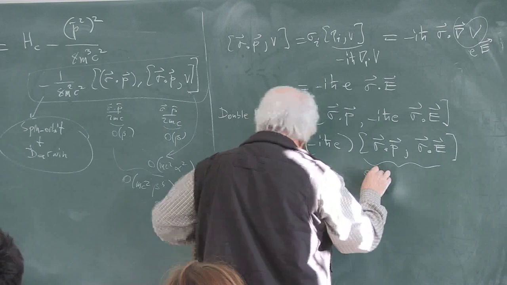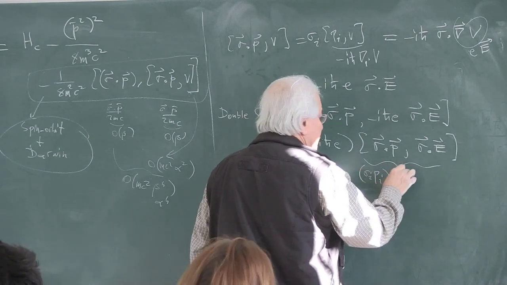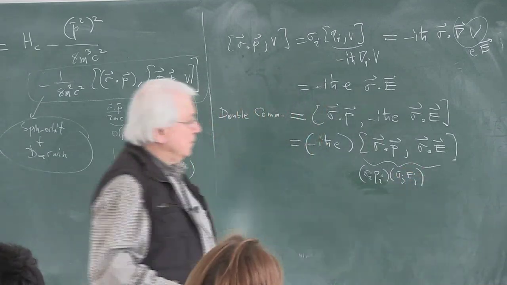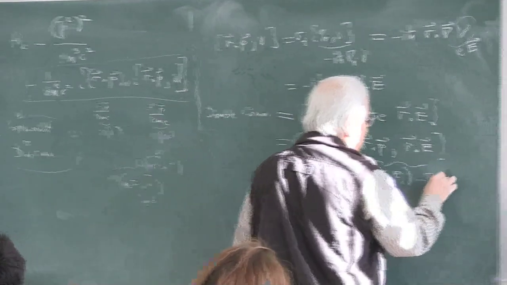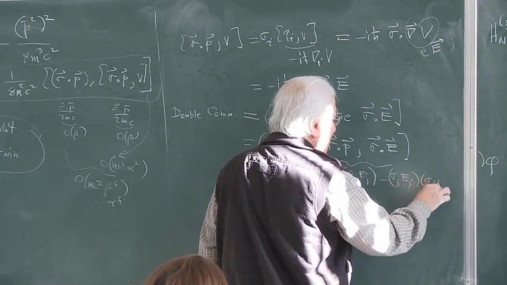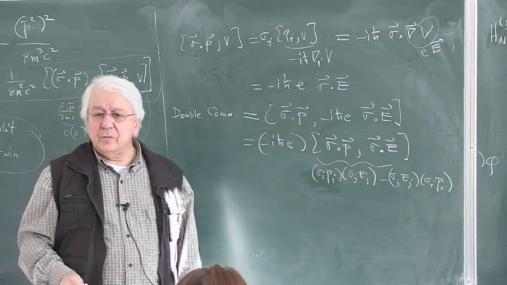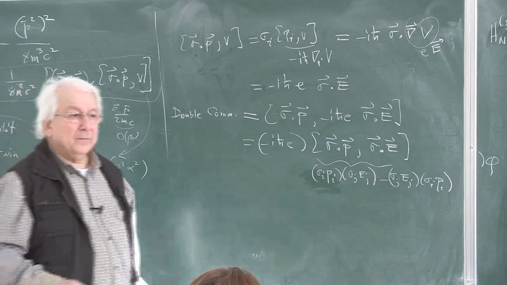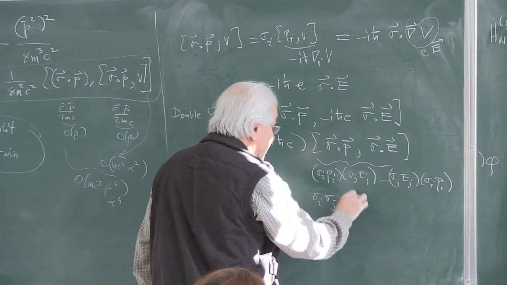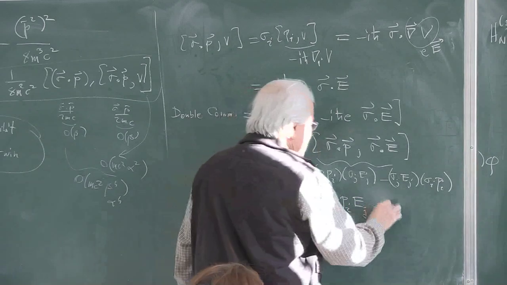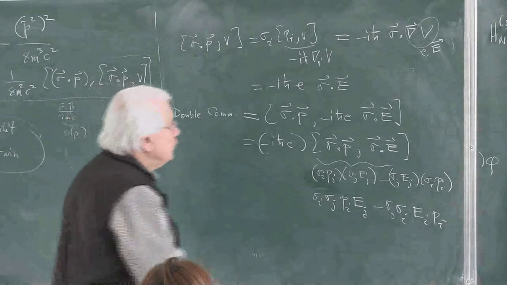Sigma_i p_i, sigma_j E_j, minus sigma_j E_j, sigma_i p_i. Well, you may think that I'm overreacting to it. If you can find a shortcut, please do it that way, okay? So this is sigma_i sigma_j, I keep the orders carefully, p_i E_j, minus sigma_j sigma_i E_j p_i. E_j, sorry.